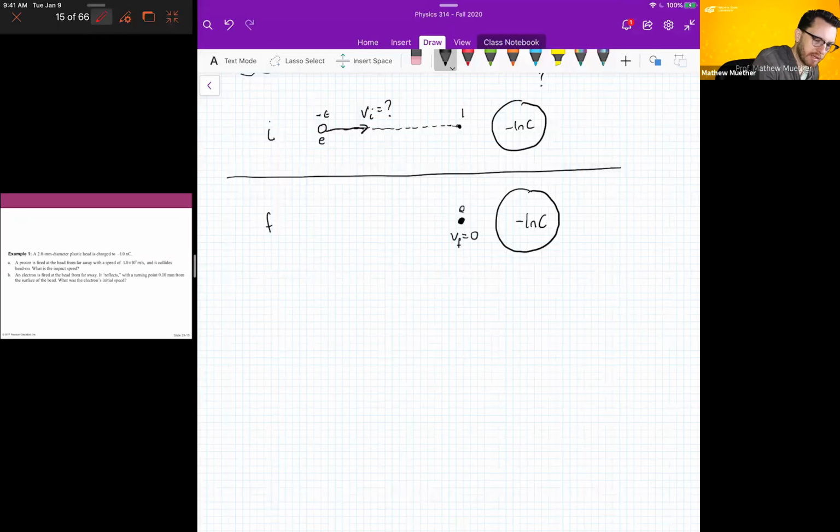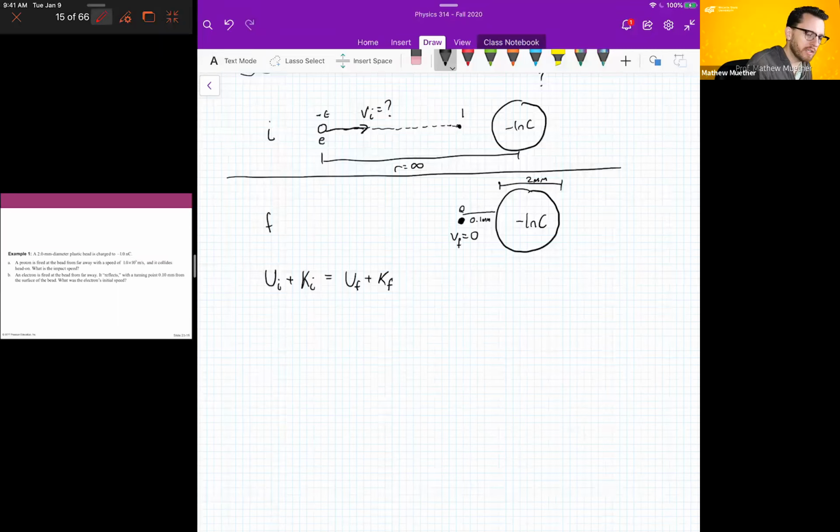And that's happening 0.1 millimeters away from the surface of this sphere. And this is still 2 millimeters across. And again, it says that this starts very far away, so r equals infinity in this initial case. Okay, so now that we have our initial state and final state diagrammed, let's go ahead and do an energy conservation. It's going to, again, just say that the initial potential energy plus the initial kinetic energy has got to be equal to that final potential energy plus the final kinetic energy.